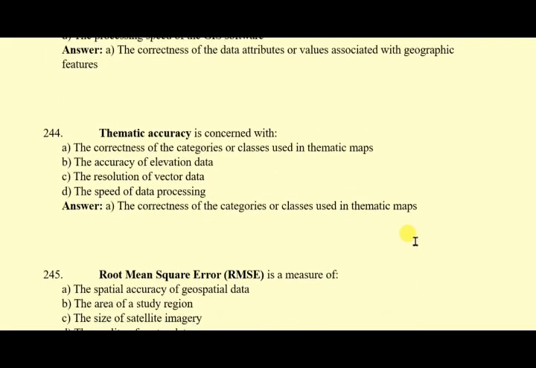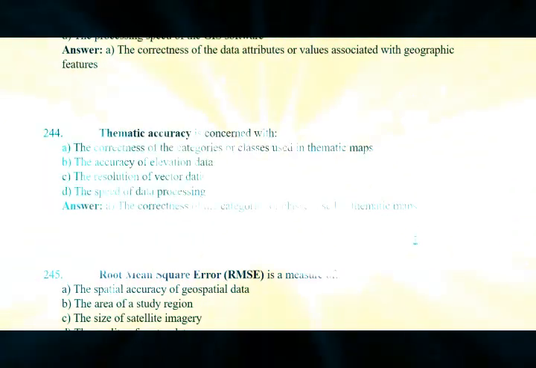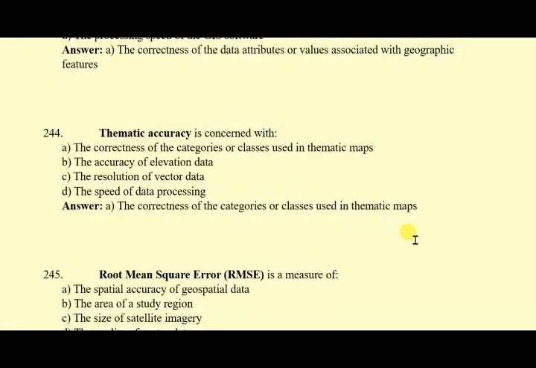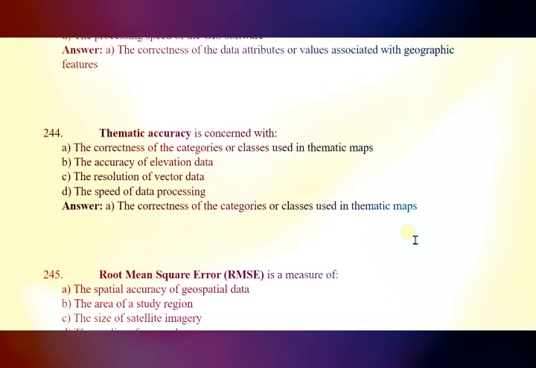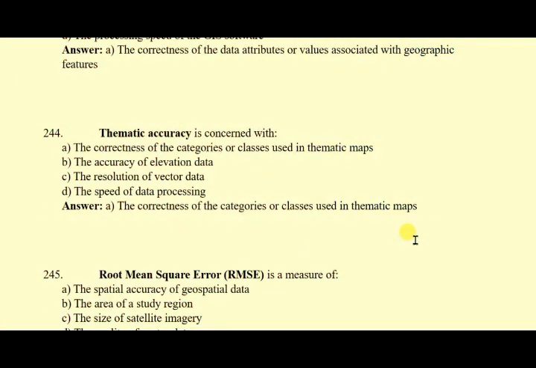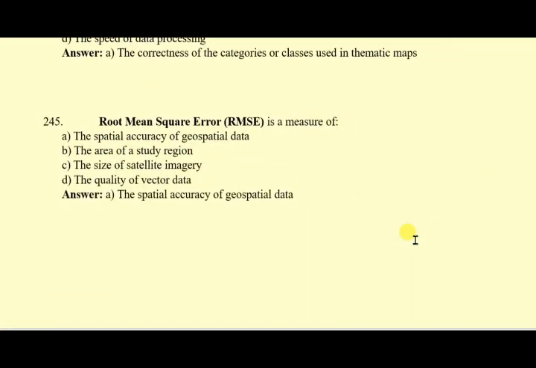Question 244. Thematic accuracy is concerned with the correctness of the categories or classes used in thematic maps, the accuracy of elevation data, the resolution of vector data, the speed of data processing. Here the correct answer will be the correctness of the categories or classes used in thematic maps.